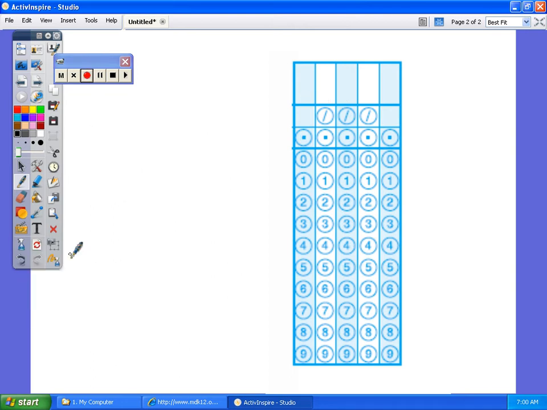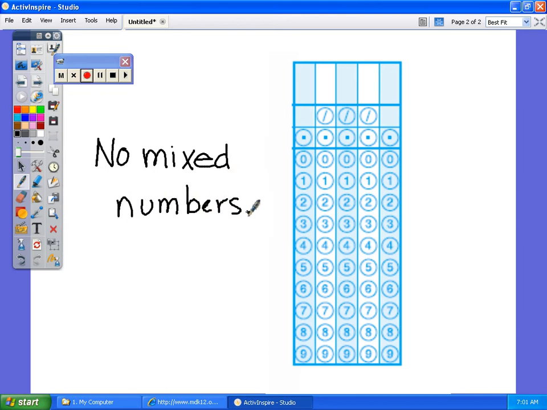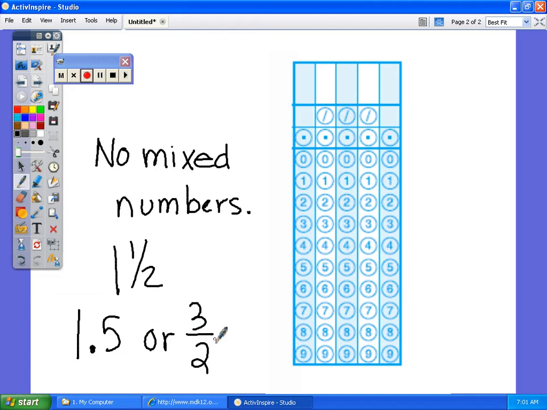All right, the final piece is no mixed numbers. So if my answer is 1 and 1/2, I cannot bubble in 1 1/2. I either have to bubble in 1.5 or 3/2, the improper fraction. That's why when you get your answer and it's improper, leave it alone. Go ahead and bubble it in. Don't spend the time converting it.